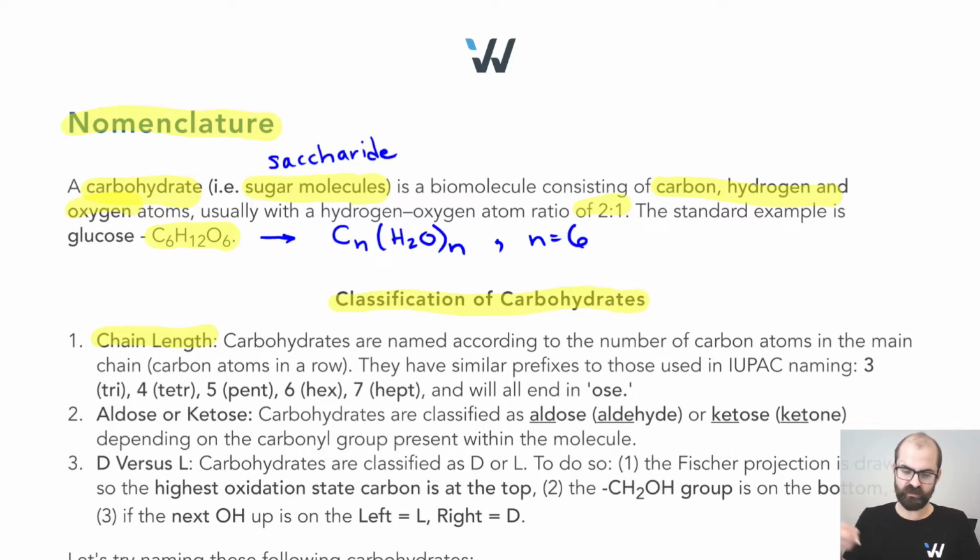The rule for how we do this is similar to the prefixes that we use in IUPAC naming, which is to say if there are 3 carbons, it's a tri-carbohydrate. If it's 4, it's a tetra, or whatever. 5 is pent, 6 is hex, and hept is 7. And in all cases, it ends in -ose. So it could be a triose if it had 3, a tetrose if it had 4, pentose, hexose, heptose.